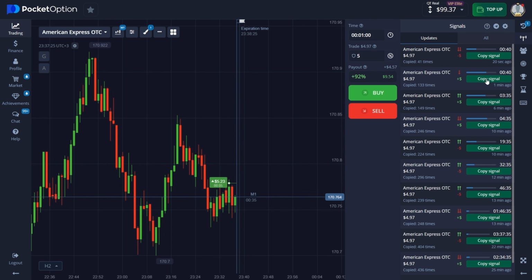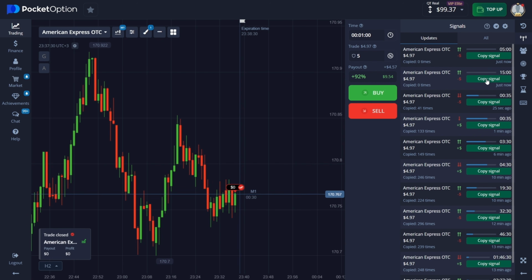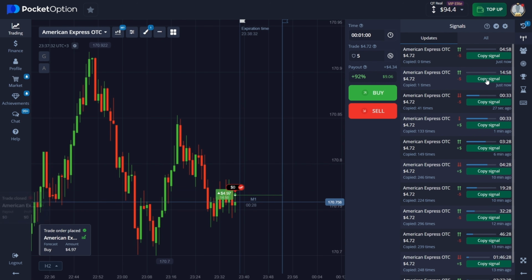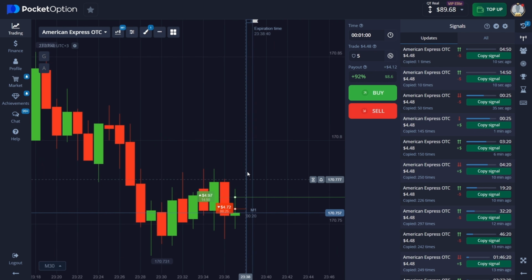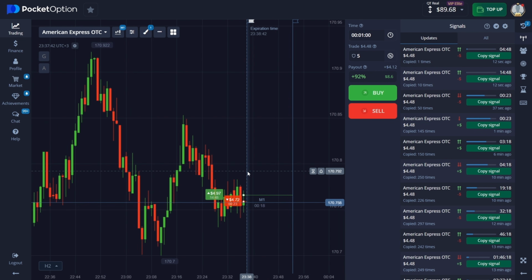We have another trade, and the copy time is at 133 and now 149. I mistakenly copied another trade for 15 minutes. No problem, I copied the trade again, and this was for 28 seconds. The copy time was at 141 and then 145. This was a downside trade.